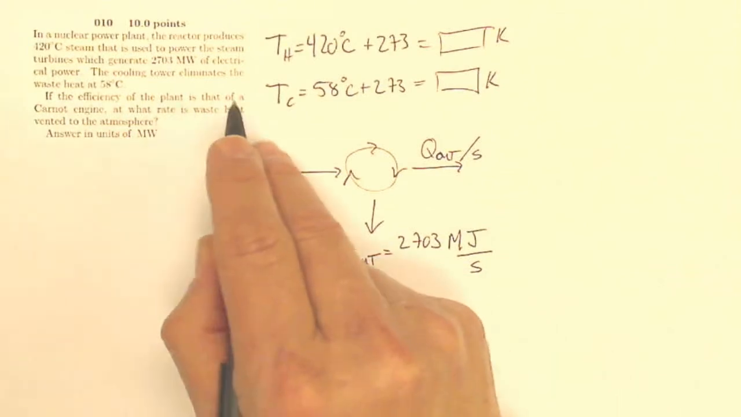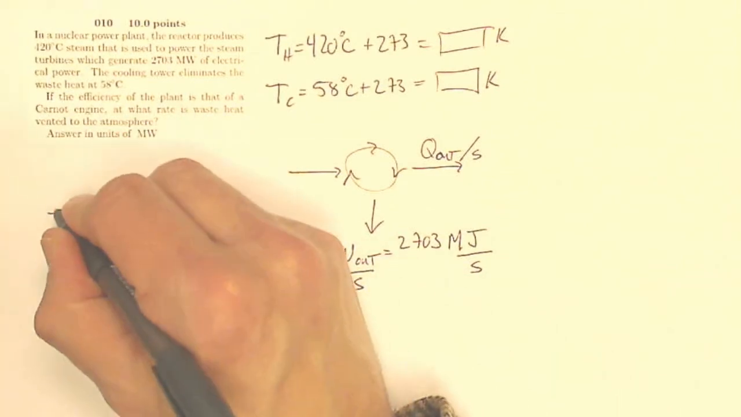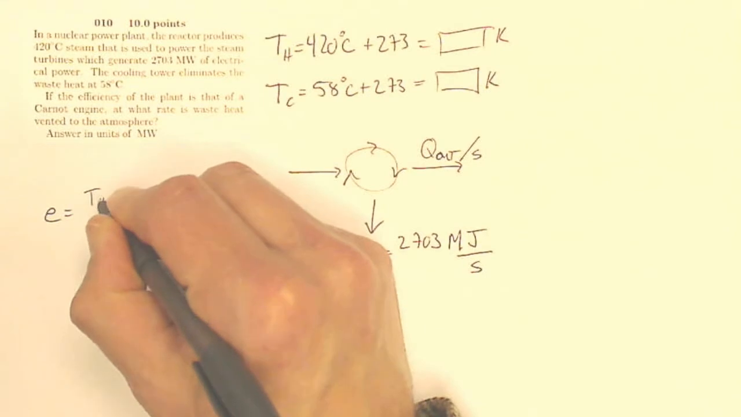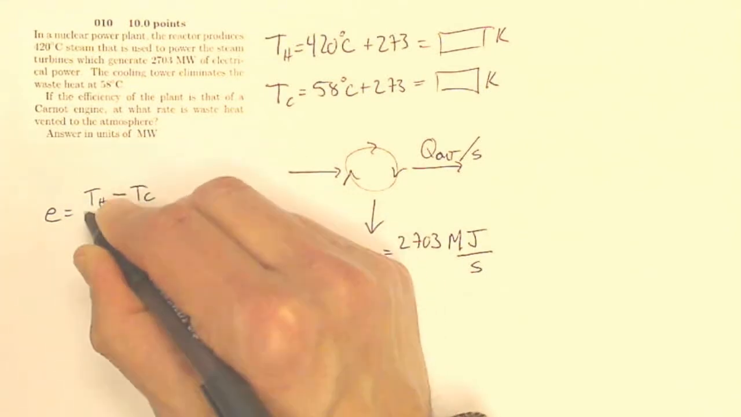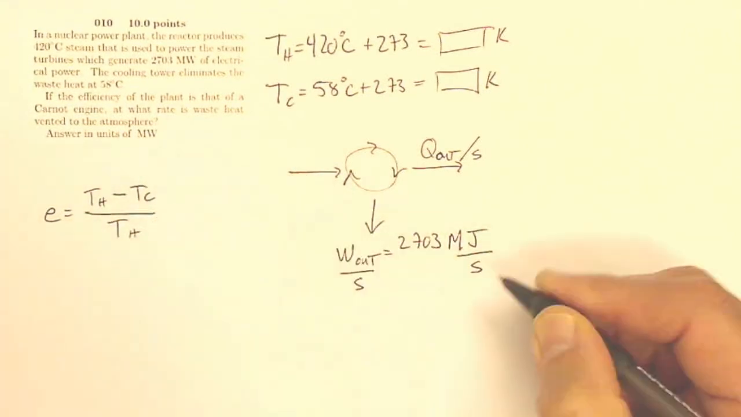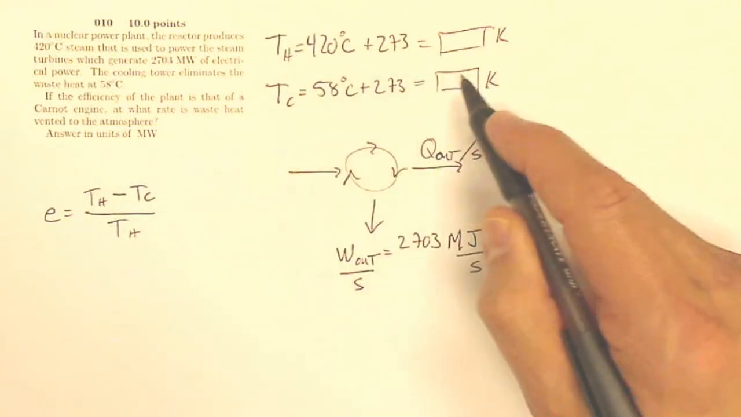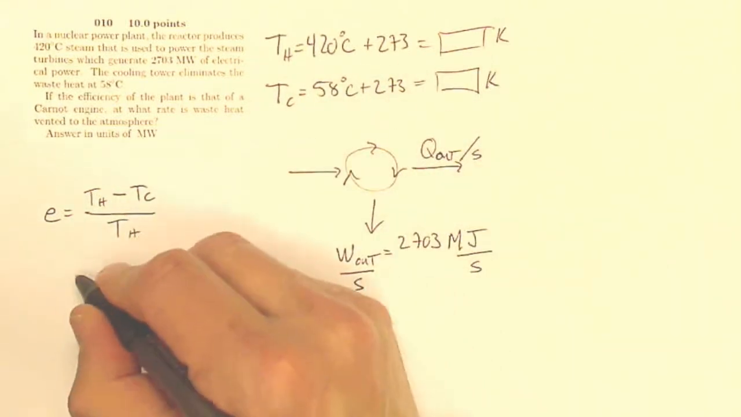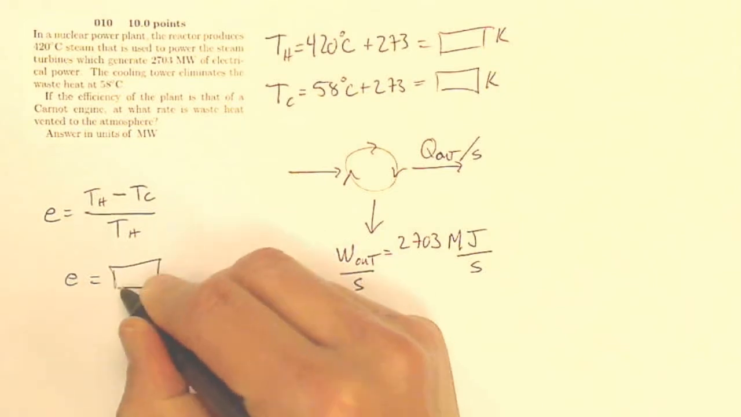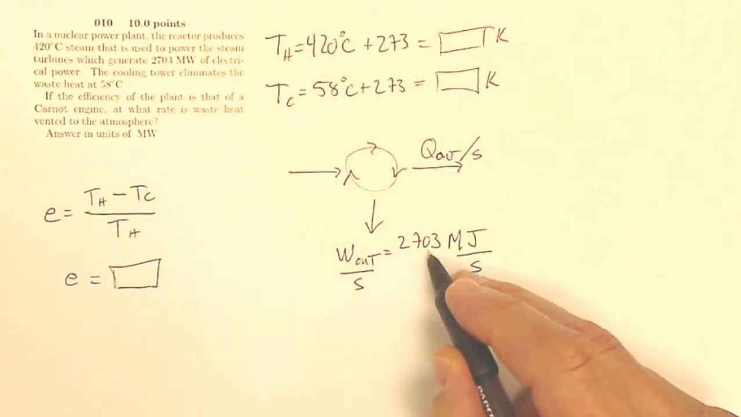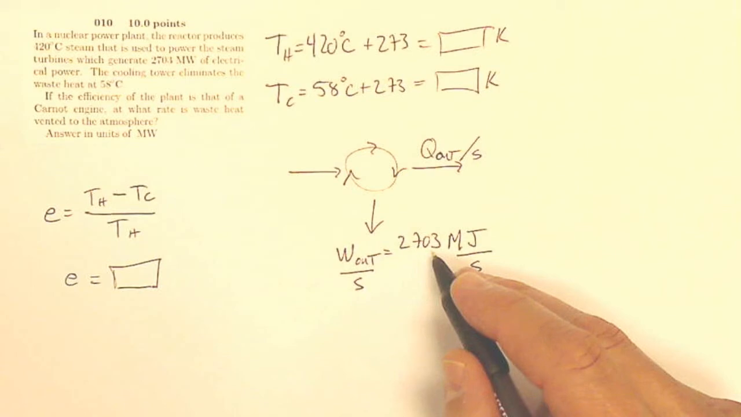The efficiency is that of a Carnot engine. So I know that my efficiency is going to be my temperature hot minus my temperature cold divided by my temperature hot. Here's my temperature hot, here's my temperature cold. Do this and you will get yourself the efficiency of your cycle. You know that this represents how efficient it is.